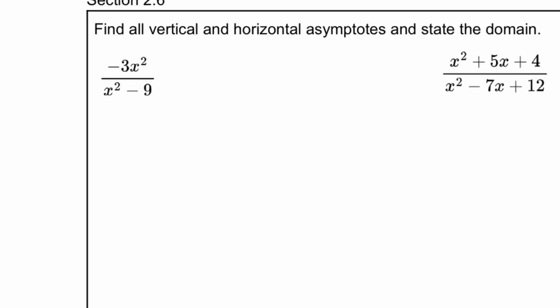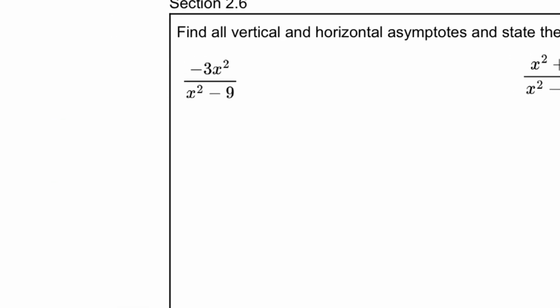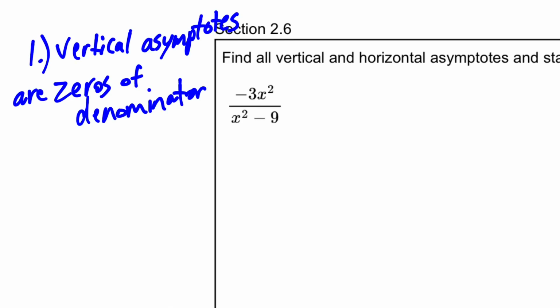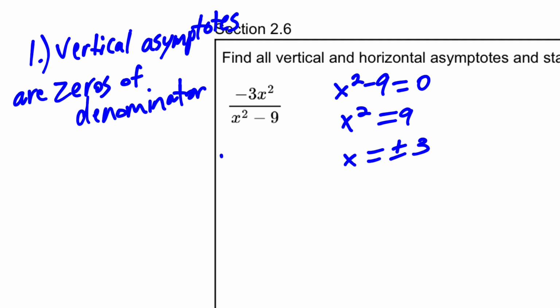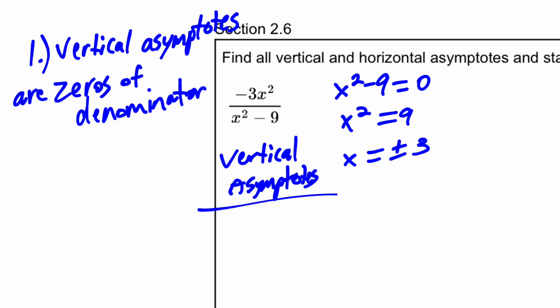If I'm finding asymptotes, the first thing to note is the vertical asymptotes. The vertical asymptotes are the zeros of the denominator. So if I think about x squared minus 9 equals 0, there are 2 different answers here, because this gives me x squared is equal to 9. If I take the square root, I have x is equal to plus or minus 3. So the first vertical asymptote is the vertical line x equals 3, and the other one is the vertical line x equals negative 3.